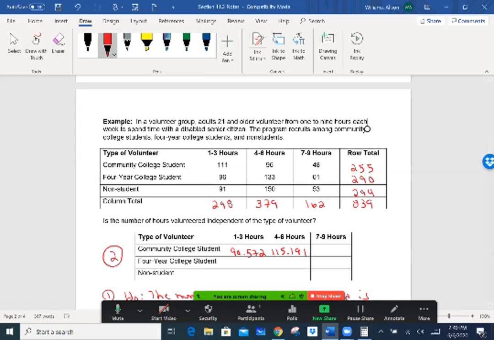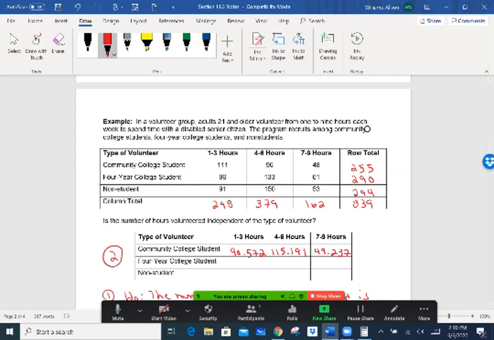You'll do row 1, column 3 now. So 255 times 162 divided by 839. And that's going to give you 49.237. So check that. Take your calculator. Go ahead and calculate these. Pause. And then I'll fill these out and you can check your answers.